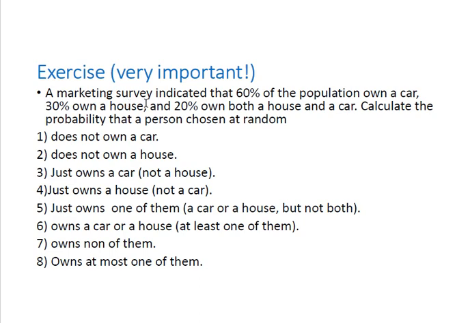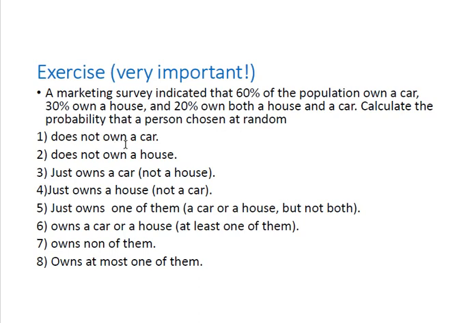A marketing survey indicated that 60% of the population own a car, 30% own a house, and 20% own both a house and a car. Calculate the probability that a person chosen at random does not own a car.